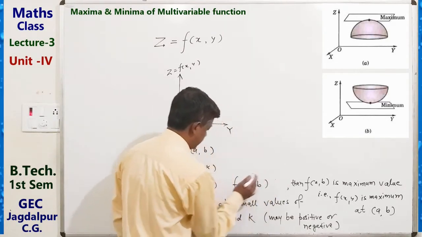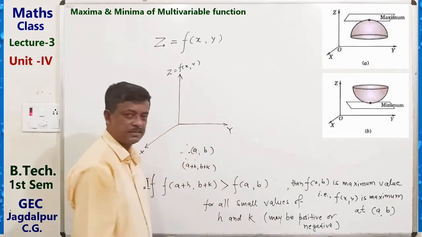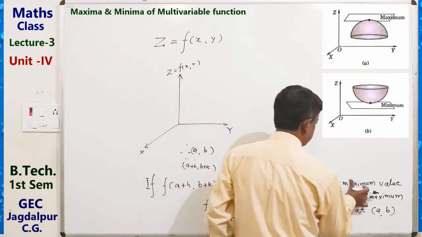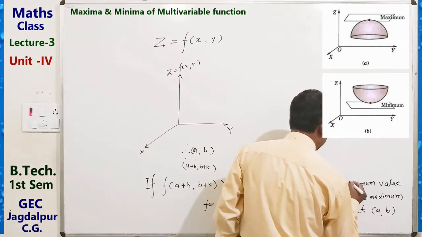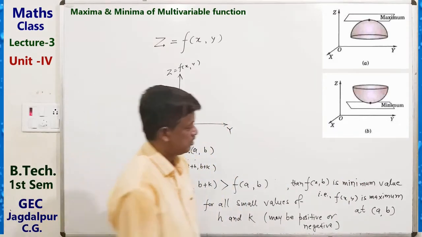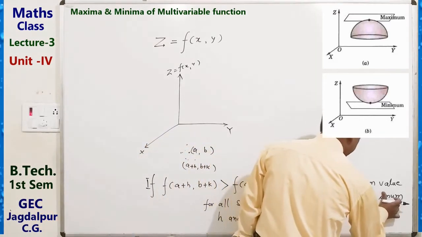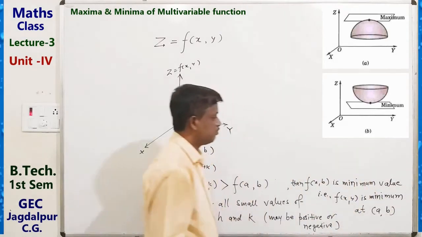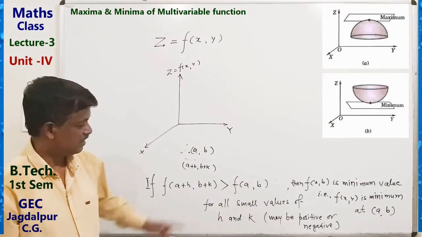That is, if we take here less, just like this. Suppose this, then minimum value. Then minimum value. That is, minimum value. Clear? Like this.